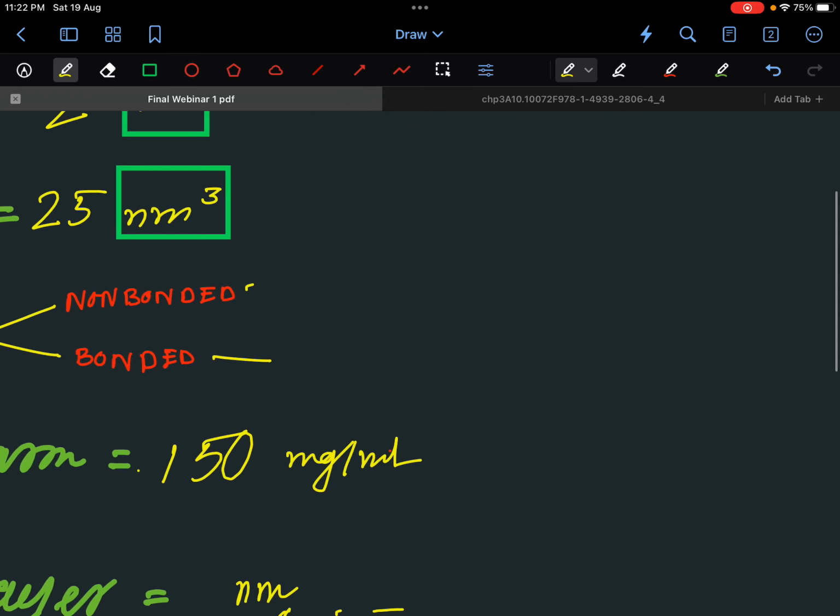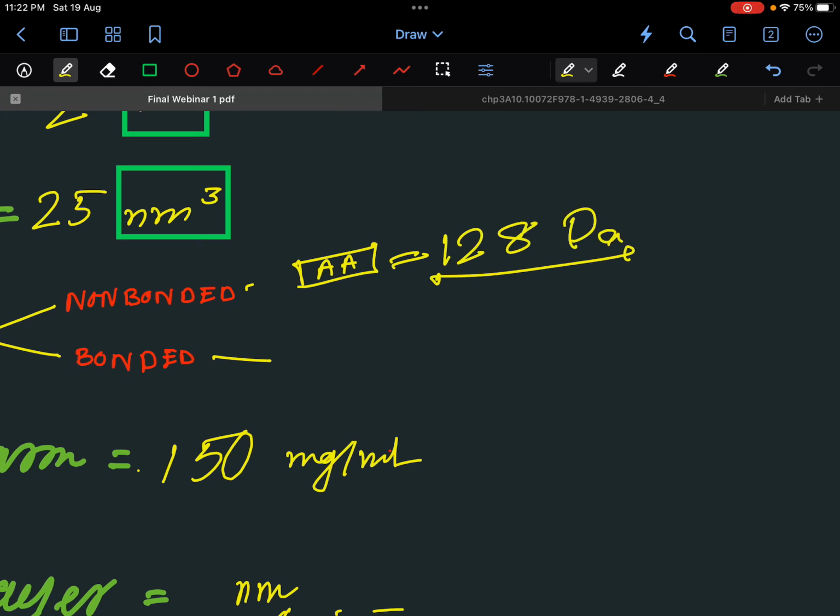So in the non-bonded form, that is a nascent amino acid, the mass is calculated as 128 Dalton. That is the average mass of one amino acid, right? But when they are in the bonded form, like this is an amino acid and this is an amino acid and this is an amino acid, what is this bond? This bond is a peptide bond, and we know that whenever a peptide bond forms, we lose one molecule of water.